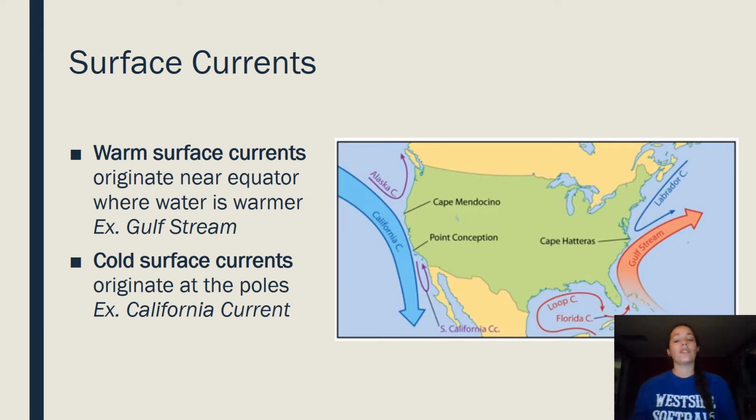Alright, so there are two different types of surface currents. You have warm surface currents and you have cold surface currents. So we have an example of the warm surface current, that would be the Gulf Stream. Right? Starts at the equator, works its way up, and eventually comes back down. Cold surface currents are like the California current, and they start up at one of the poles and then they carry the cold water down to the equator.